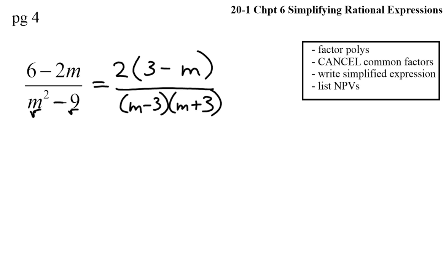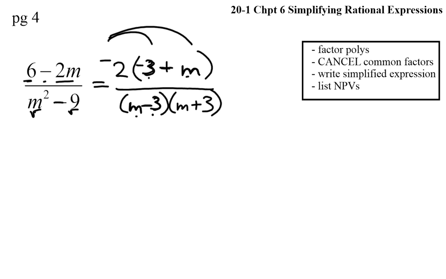Is there anything common? Again, it's close. Here we have a positive 3 and a negative m. Here we have a positive m and a negative 3. These have the same things but the wrong signs, so what can we do? Let's change our 2 to a negative 2, which will change the signs on our terms in the brackets. Negative 2 times negative 3, that's still our 6. Negative 2 times m, that's still our negative 2m.